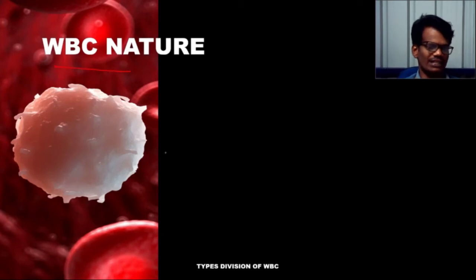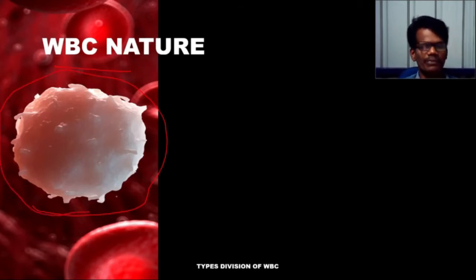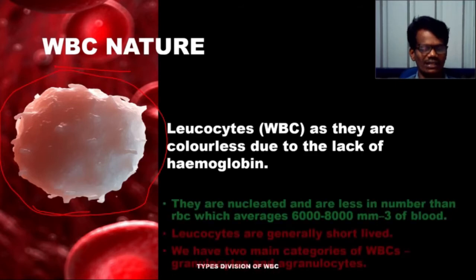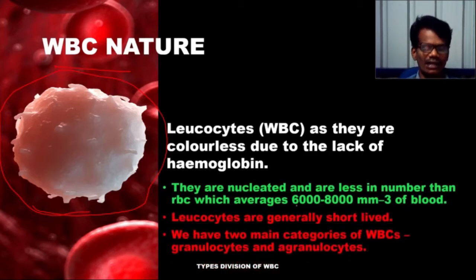You can see here the WBC, it is a white cell which is irregular in shape and colorless. They have a nucleus and they lack hemoglobin, that's why they look colorless or white in color. They are about 600 to 800 per cubic millimeter of the blood. Leukocytes are normally short lived. Their lifespan is 14 to 20 days.